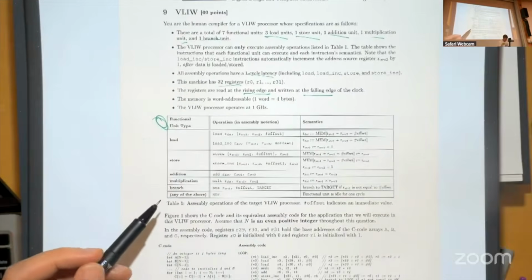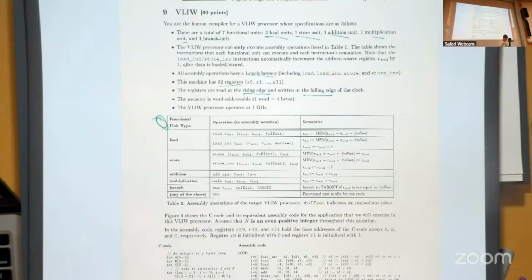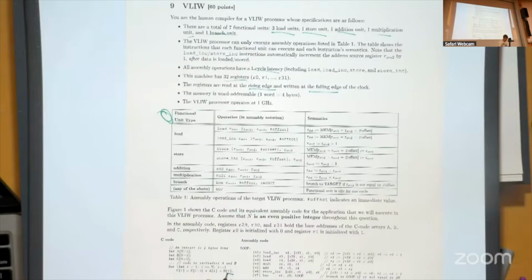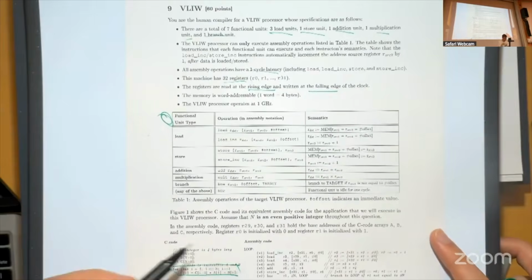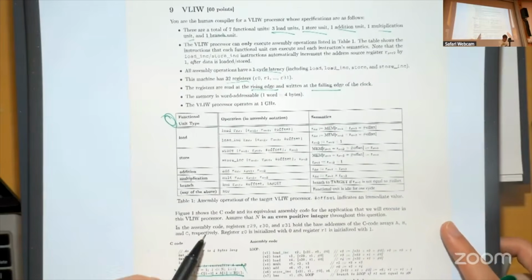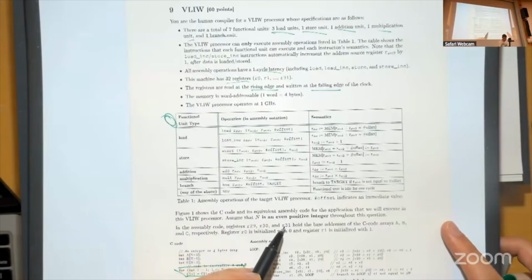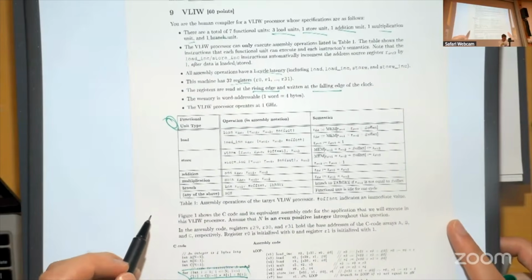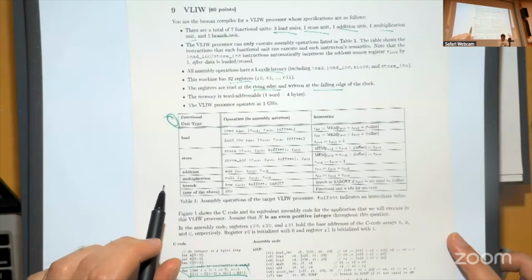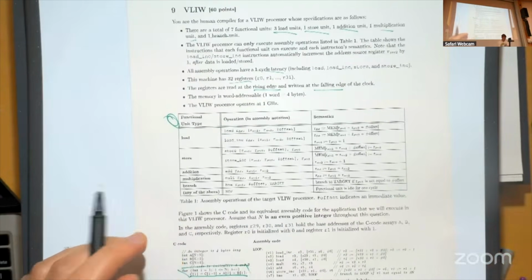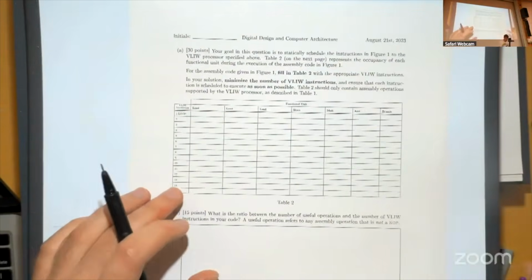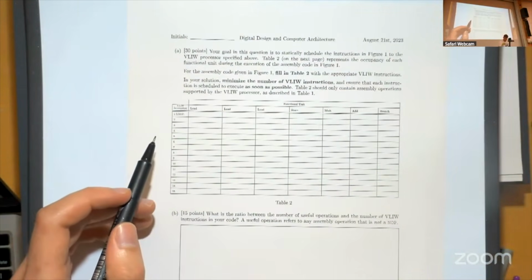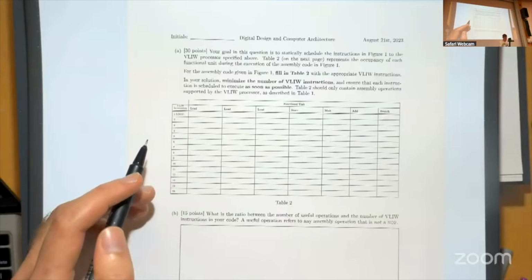So figure 1 shows some C code. You can see here exactly the loop that we're most interested in, and also the associated assembly code for this particular C code. Registers R29, R30, and R31 hold the base addresses of the C code arrays A, B, and C. And register R0 is initialized with 0, and register R1 with 1. So my job here is to compile the assembly code into VLIW instructions to schedule them statically.